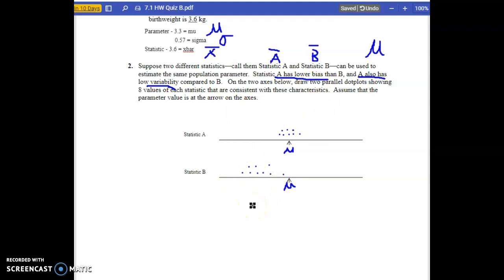This is just one of many examples you could have, or correct answers you could have given. But low variability and low bias, like statistic A is described, means it's somewhere around the mean and relatively close together, or around the parameter of interest. I just used a mean as an example. Statistic B has higher bias and more variability, so it's missing the target and it's more spread.